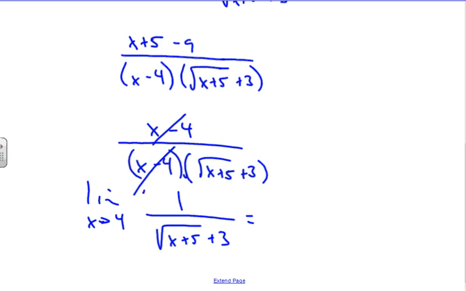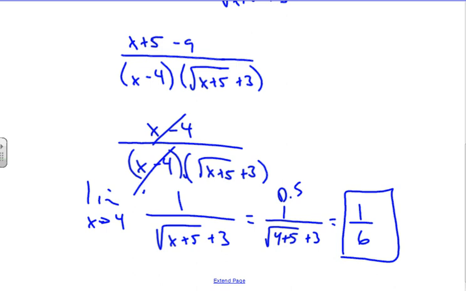To find the limit, we're going to use direct substitution again, called DS. We plug 4 into this expression. So we have 4 plus 5 plus 3, which gives us 1 over 6, and that's our limit.